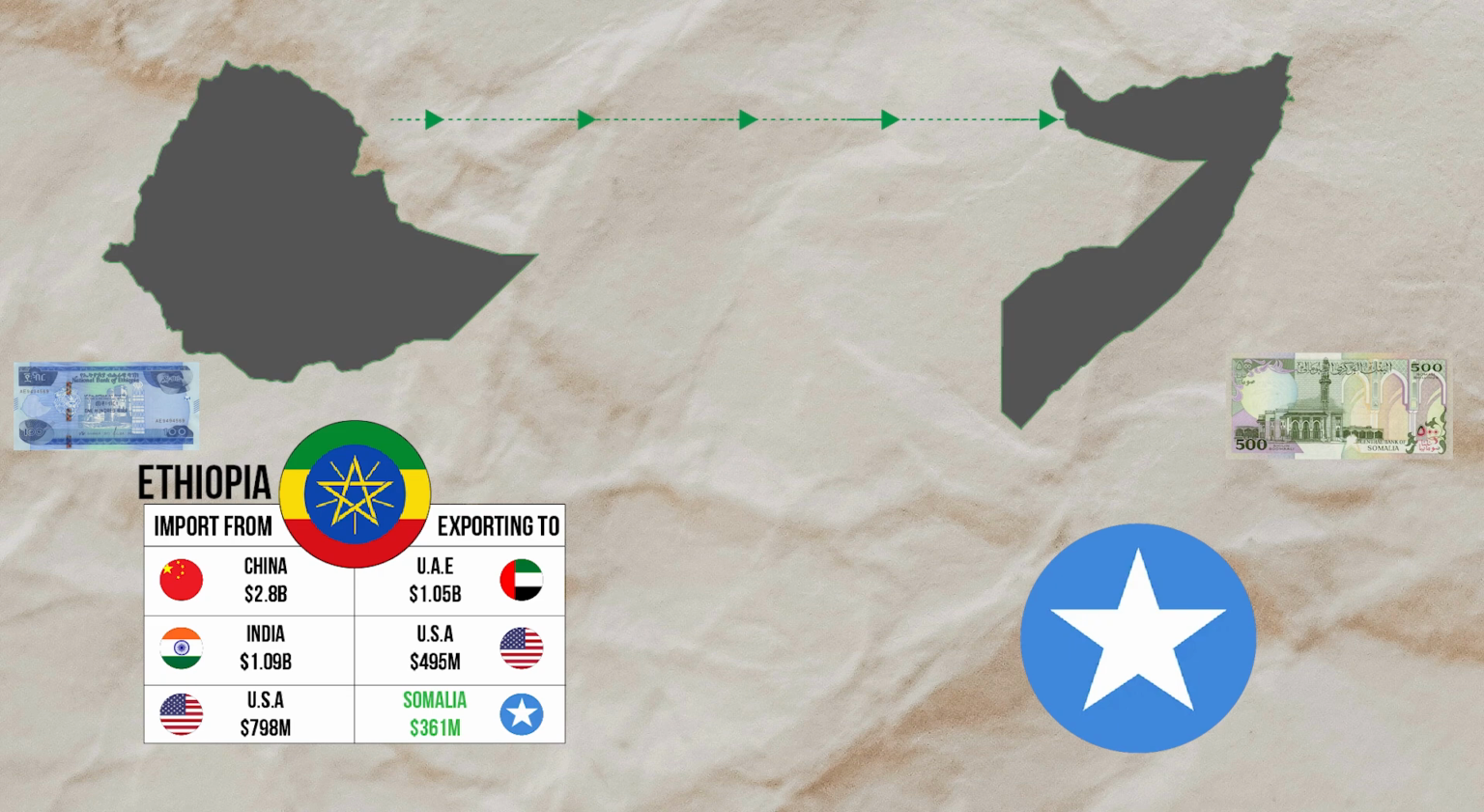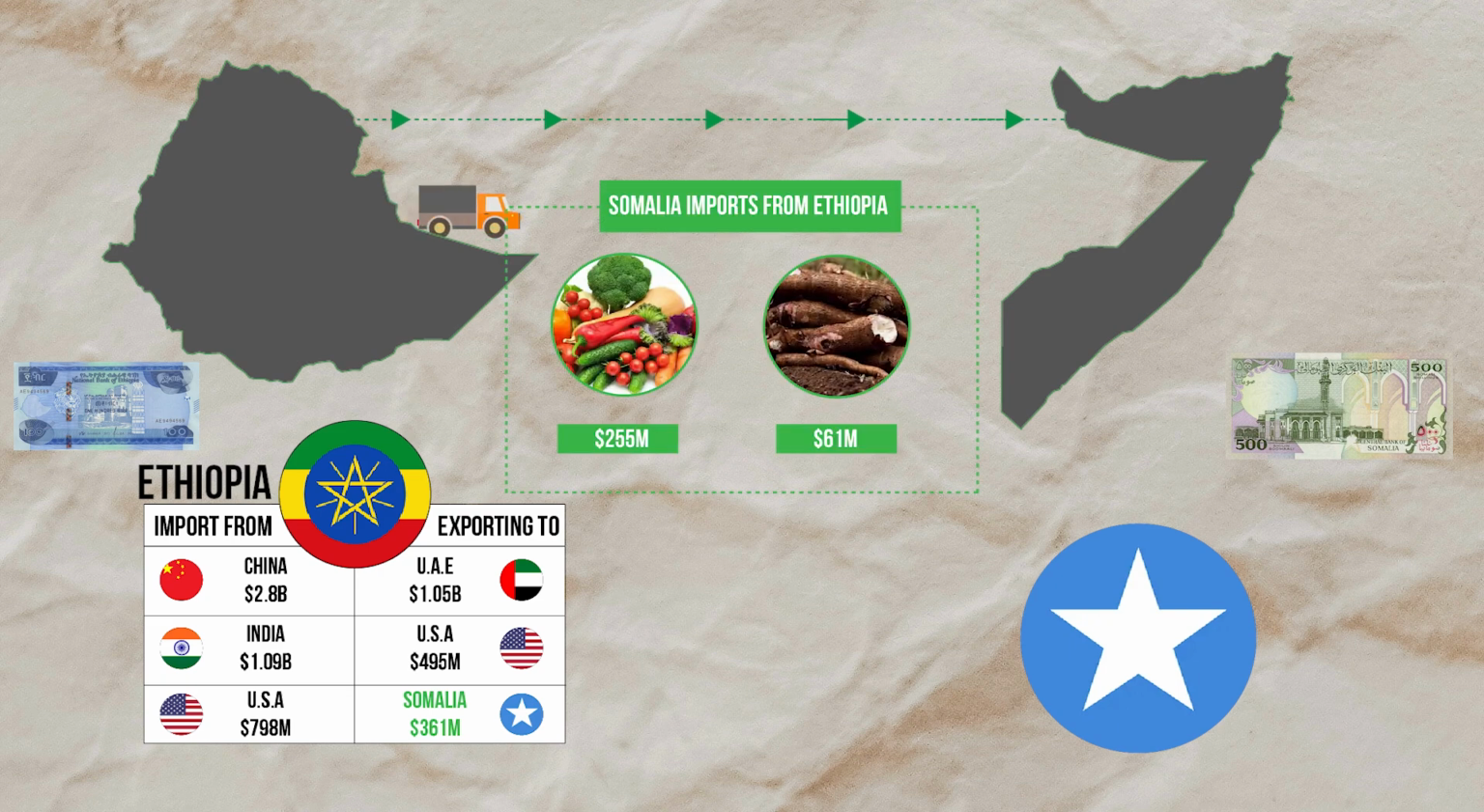In recent years, Ethiopia and Somalia have been working to improve their economic ties. In 2018, the two countries signed the tripartite agreement along with Eritrea. This agreement aims to cooperate on various infrastructure projects, including roads, ports, and airports. In 2021, Somalia imported $361 million worth of goods from Ethiopia. It was mainly vegetables for around $255 million and cassava for an estimated $61.3 million.